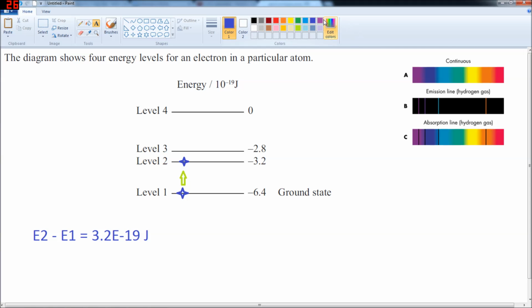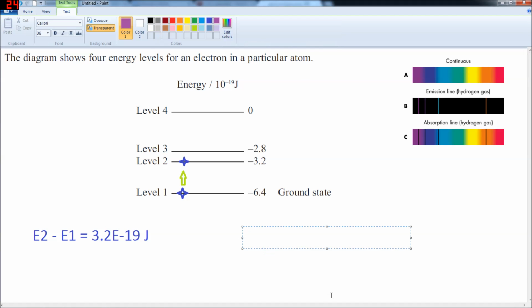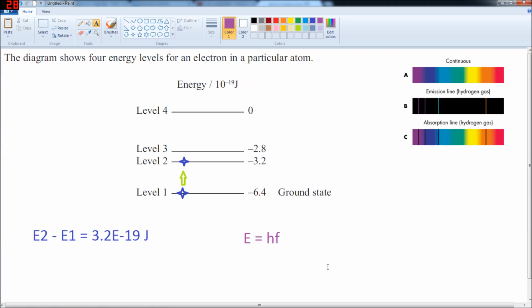So where does that energy come from? Well, I said before it comes from a photon, and the energy of a photon is given by E equals hf. E, of course, is the energy of the photon. h is Planck's constant, which is about 6.6 times 10 to the minus 34. And f is the frequency of light that photon would have. So you can quite easily work out what frequency of light a photon would need to jump this electron from level 1 up to level 2. If you want to calculate that, you can, but it's fairly trivial.